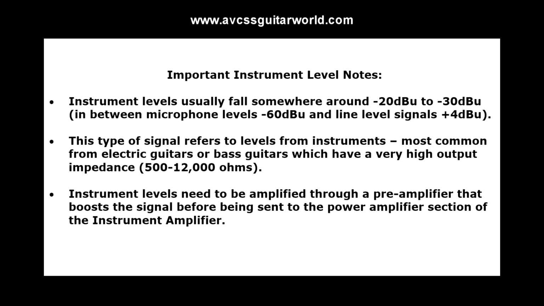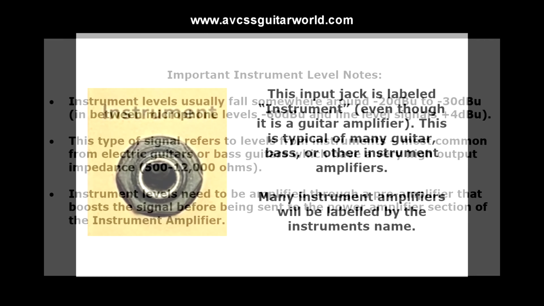This type of signal refers to levels from instruments, most common from electric guitars or bass guitars, which have a very high output impedance, 500 to 12,000 ohms. Instrument levels need to be amplified through a preamplifier that boosts the signal before being sent to the power amplifier section of the instrument amplifier.